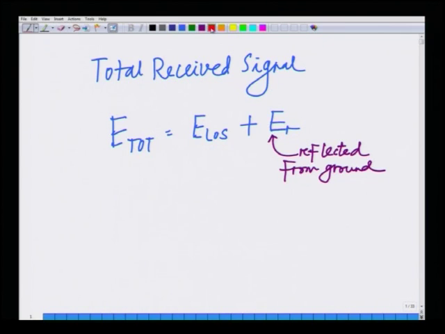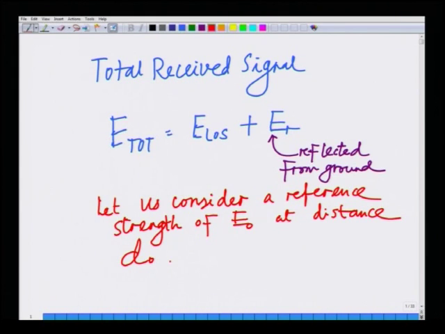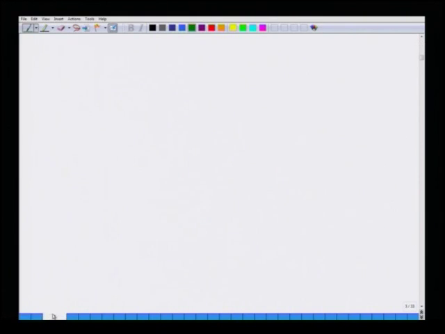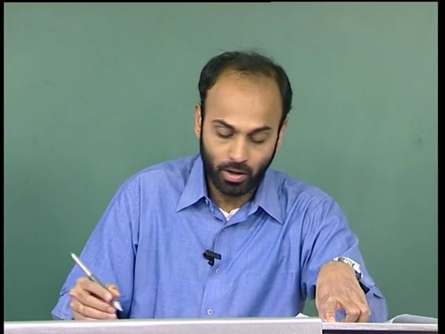And let us consider, similar to what we had done earlier, a reference strength of E naught at distance d naught, that is I am considering this as my reference, that is E naught is the signal strength at the distance d naught. Then my E LOS, the LOS received signal strength E LOS is given as follows. E LOS is nothing but E naught d naught by d LOS, because remember the power decreases as d square, the signal strength simply decreases as, or the amplitude decreases as 1 over d.